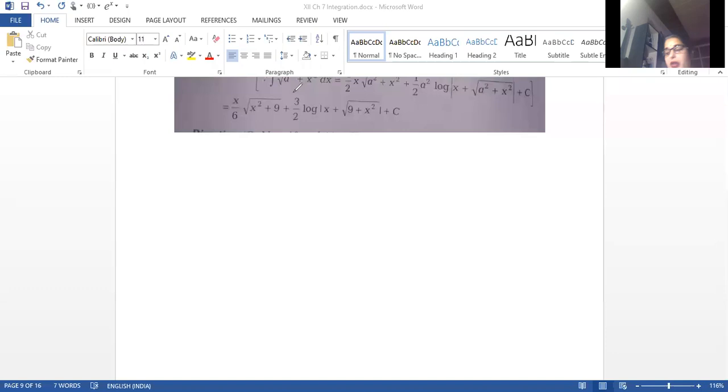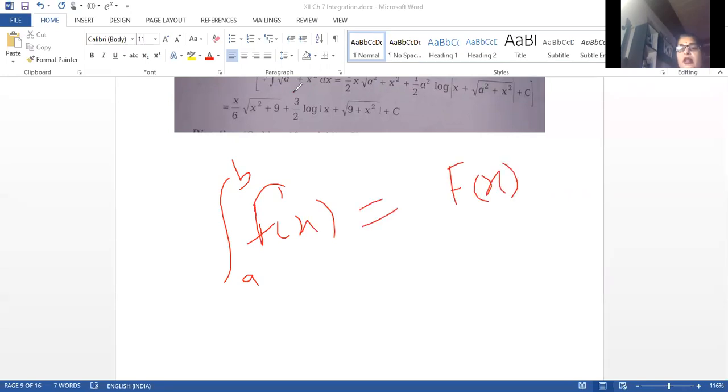Definite integral is very easy, because if you have studied indefinite integrals, you know all the formulas. If you have a definite integral from a to b of f(x), the first part is integration. After integration only will you apply the limits: suppose capital F(x) is the integral of this, then you apply the limits a to b.